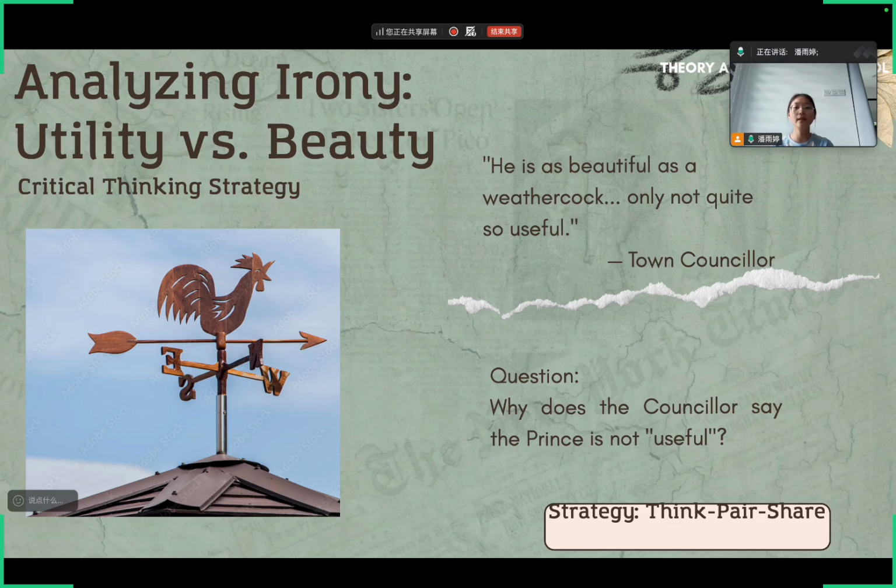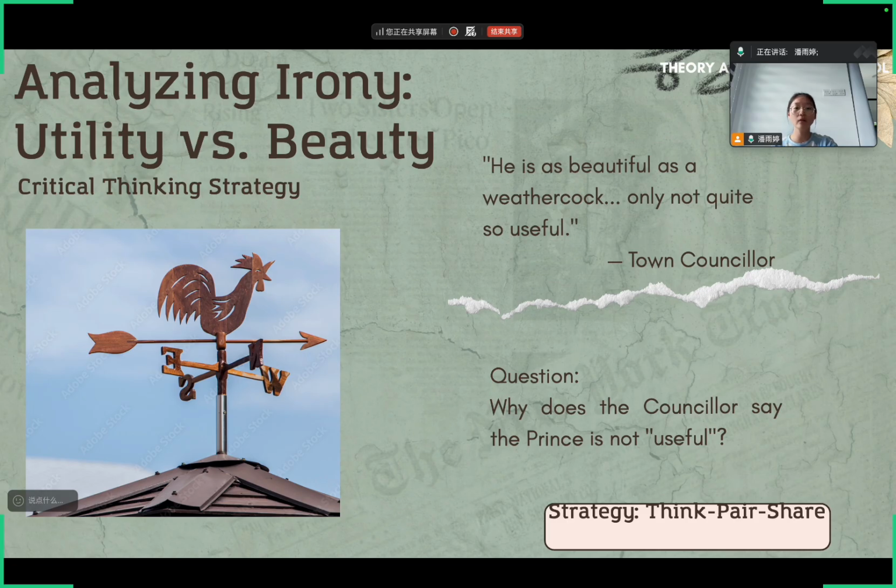By having them discuss this in pairs, I am utilizing Vygotsky's theory of social interaction. Students construct meaning together. A weaker student might not understand the irony, but through dialogue with a partner, they can reach that understanding. I would then circulate the room to listen.